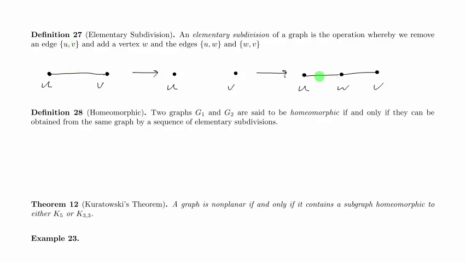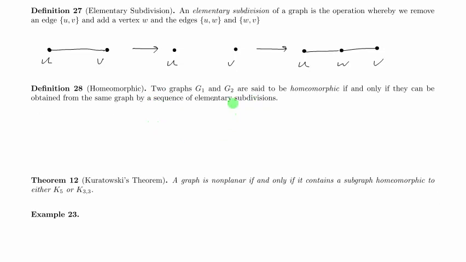So by placing that vertex there, G1 and G2 are homeomorphic if and only if they can be obtained from the same graph by some sequence of elementary subdivisions. So we can get from one to the other by performing these subdivisions. Or in some cases, there may need to be a third graph that we start with. Maybe we can't go exactly from G1 to G2 with these sorts of subdivisions, but there was a third graph from which they both could be obtained with those elementary subdivisions.